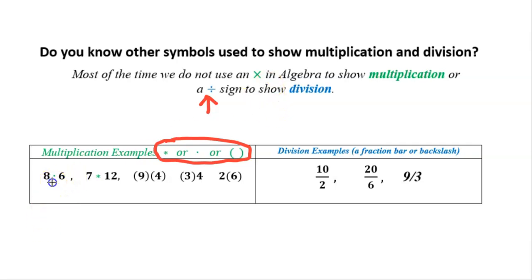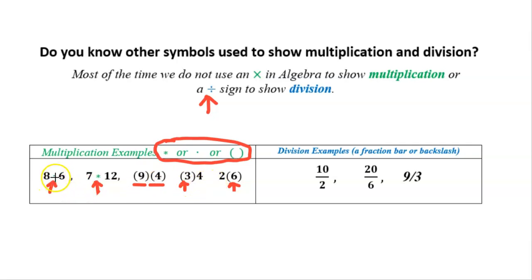So they'll replace the times sign with a dot or an asterisk. This is called an asterisk. It's like a little star. They will put two numbers in parentheses with no symbol in between the two numbers. That means multiplication. Or they'll just place parentheses on the first number or the second number in the multiplication problem, again, with no symbol in between those two numbers. So all of these are multiplication problems.